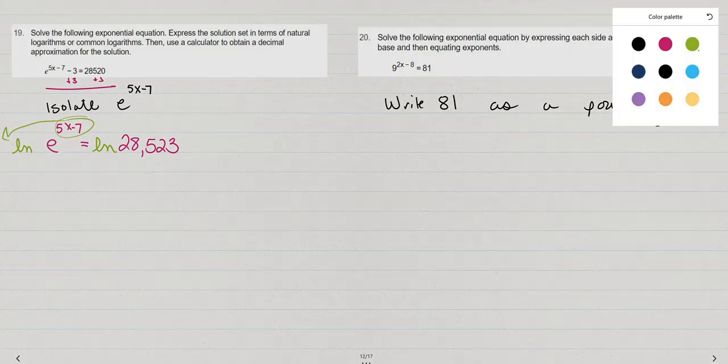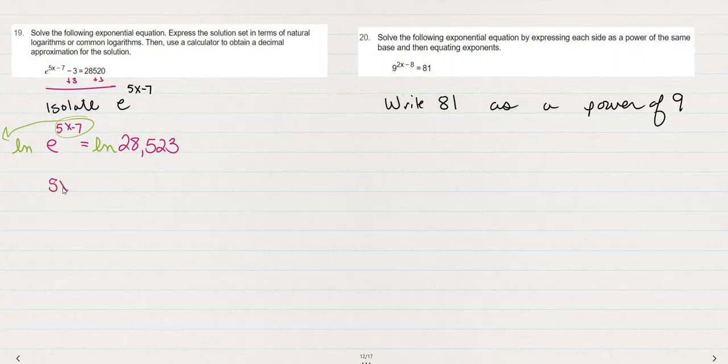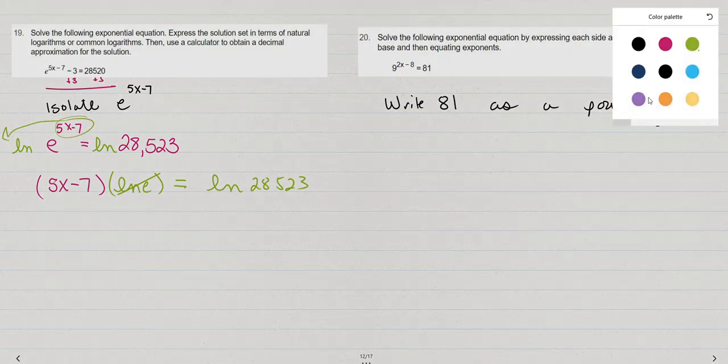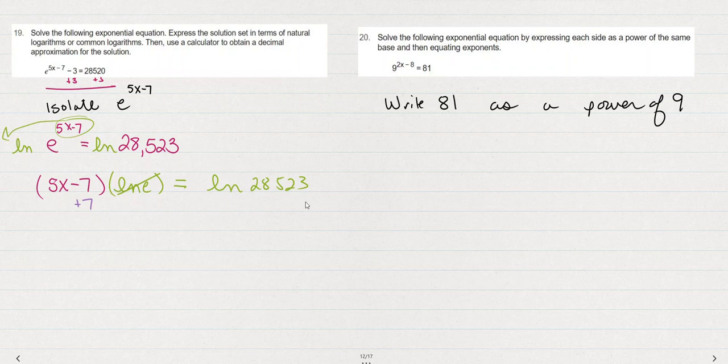So I've got this 5x minus 7 times the natural log of e. The natural log of e is just 1. And that's going to be equal to the natural log of 28,523. Natural log of e is just 1 because e to the first power equals e. So to solve for x, I'll add 7 to both sides and then divide by 5.